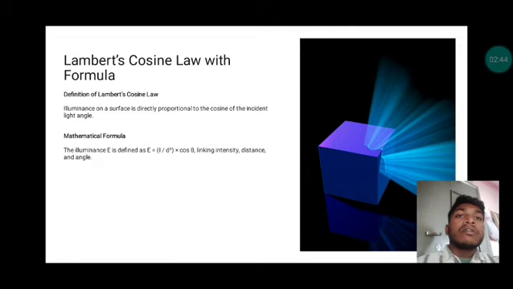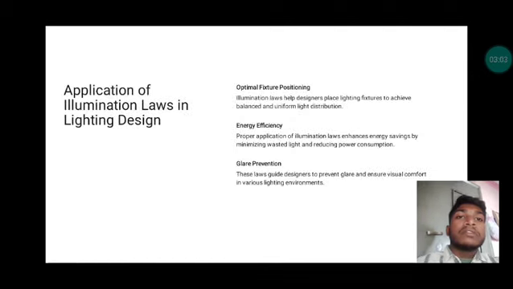And Lambert's cosine law with the formula. The definition of Lambert's cosine law is that illuminance on a surface is directly proportional to the cosine of the incident light angle. The mathematical formula is E equals I by d squared into cos theta. The applications of illumination laws in lighting design are optimal fixture positioning, energy efficiency, and glare prevention.